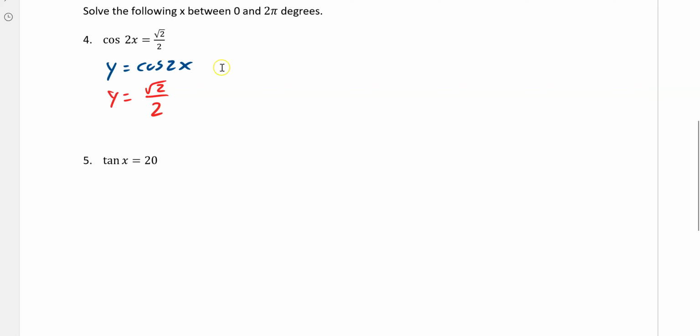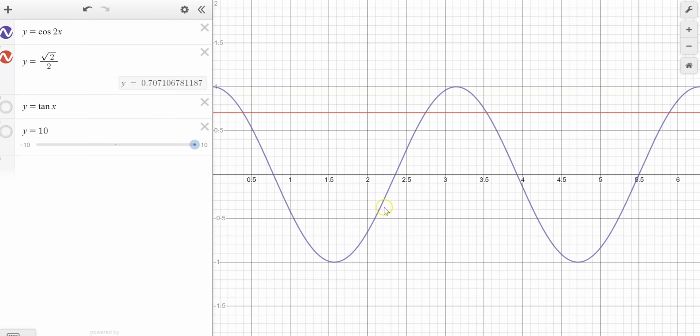Okay, so now we're going to solve the next equation. This time we're going to do it in radians. So I've already put my y equals cosine of 2x, and y equals the square root of 2 over 2. And so now we'll plug these two into Desmos. And doing that, we get this. And so how does this look so much different than before?